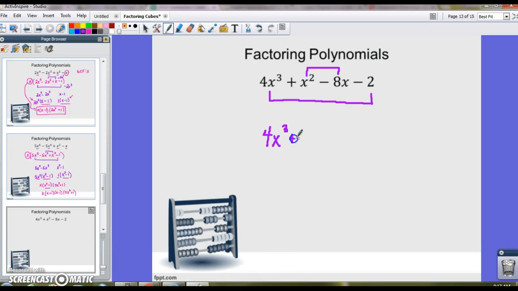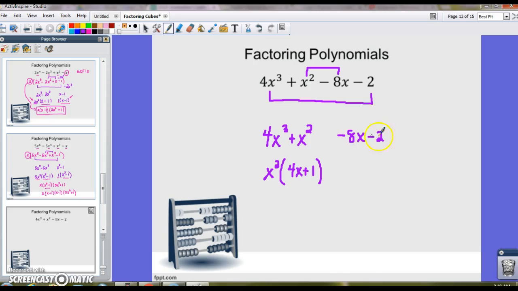I'm going to group my first 2 terms together, and I'm going to group my last 2 terms. Now be careful. This one has a negative 8 as part of this term, so I have negative 8x minus 2. I want to take out my GCF of these 2 terms. Okay, there's no number that's common to both, but I do have x's in both, so I'm going to take the smaller of the 2 x's. That would be x squared. That leaves me with 4x plus 1.